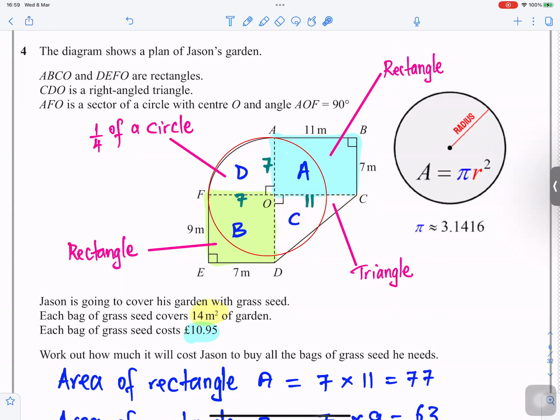And we go to D. D is part of a circle. It's 1/4 of a circle, the part I've shaded there. We find the area of a circle divided by 4. And we add them all up.